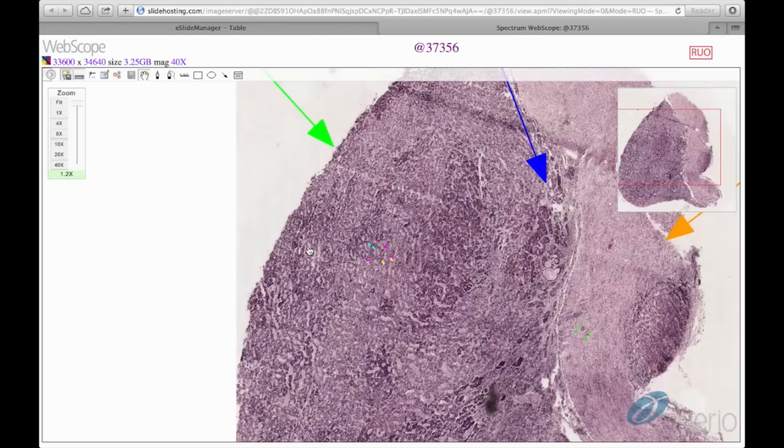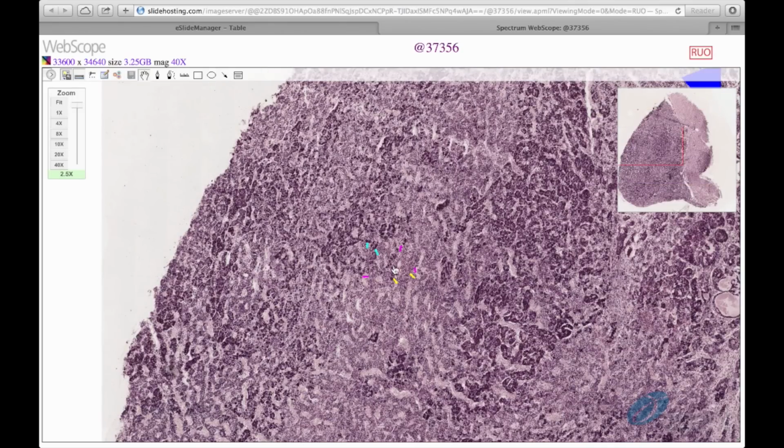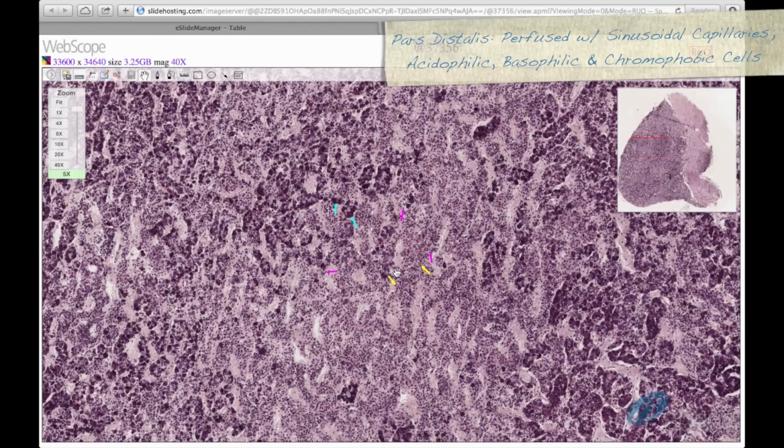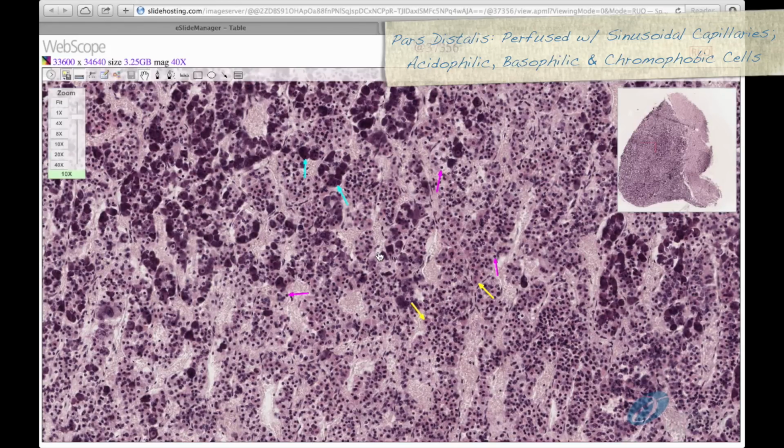First, let's zoom in and take a better look at the anterior lobe. This large bulbous portion of the anterior lobe is called the pars distalis. It is heavily perfused by leaky sinusoidal capillaries and is composed of three basic cell types: acidophilic cells, basophilic cells, and chromophobic cells. The acidophils and basophils are considered chromophilic, which in histology means that they stain easily. The chromophobes, on the other hand, do not stain with H&E.